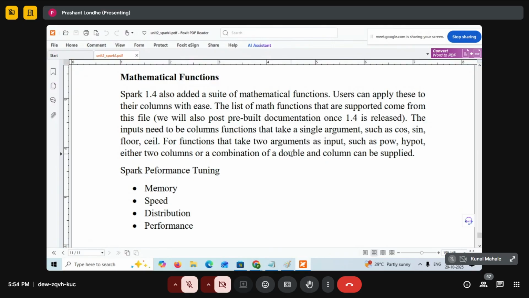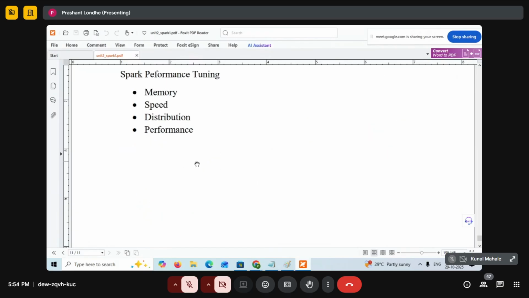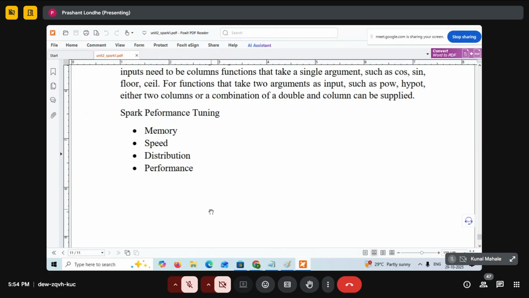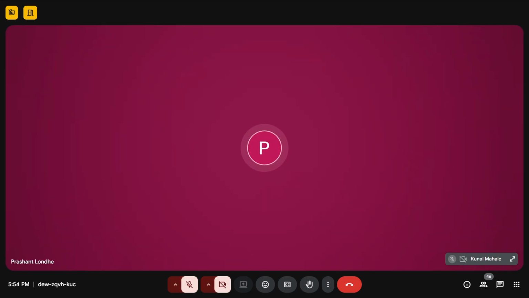So this is related to the first chapter of your second unit, which is the RDD lineage and Spark streaming. I think that is enough for today. If you have any queries or doubts from today's session, you can ask.